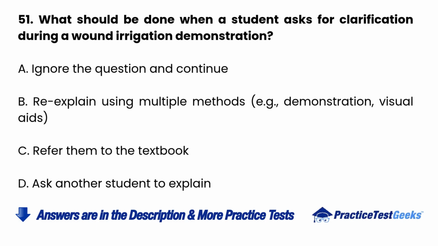51. What should be done when a student asks for clarification during a wound irrigation demonstration? A. Ignore the question and continue. B. Re-explain using multiple methods, e.g., demonstration, visual aids. C. Refer them to the textbook. D. Ask another student to explain.